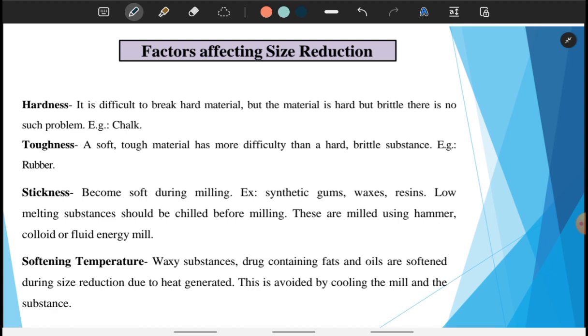Next is softening temperature. During the size reduction process, heat is generated, which may cause some substances to soften. Thus, the temperature at which this occurs is important. Waxy substances such as stearic acid or drugs containing oil or fat may get affected. To overcome these problems, cooling the mill either by a water jacket, or by passing steam of cold air through the equipment, or by liquid nitrogen, can overcome these problems.